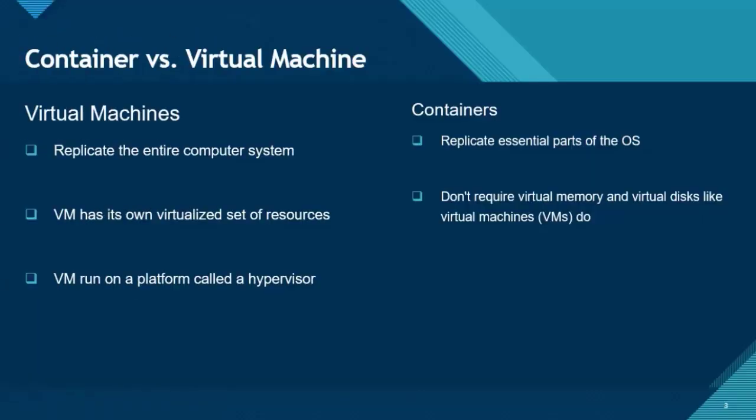Virtual machines run on a platform called a hypervisor, while containers run on a platform called a container runtime. By the way, the primary role of the hypervisor is to translate actions on emulated hardware inside a virtual machine, such as memory, processors, and disk, into actions on the actual hardware of the host machine.